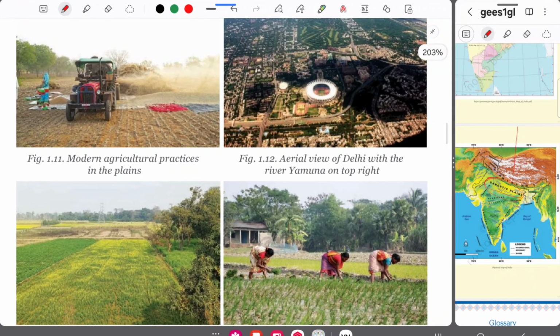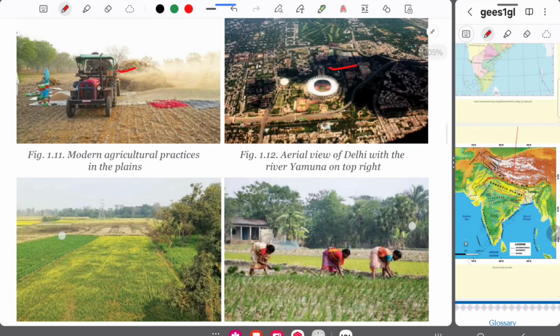Modern agriculture practice in the plain. So this is by using this tractor. Nowadays, agriculture practices are being done by using modern tools and appliances, isn't it. And this is the aerial view of Delhi along with the river Yamuna on the top right.